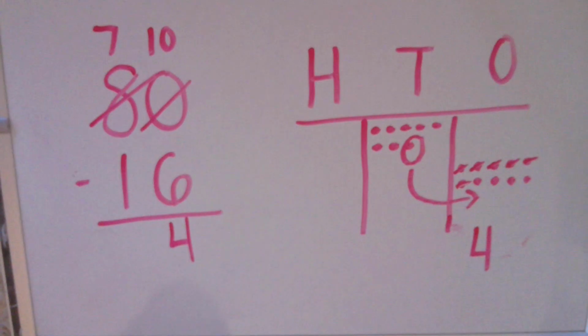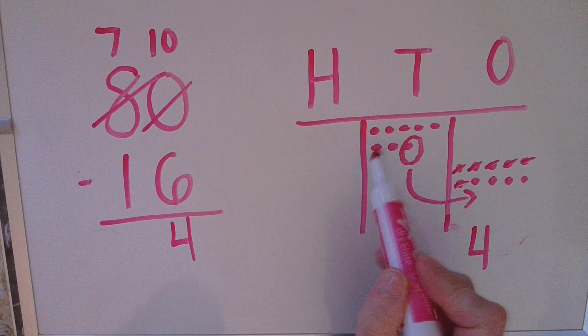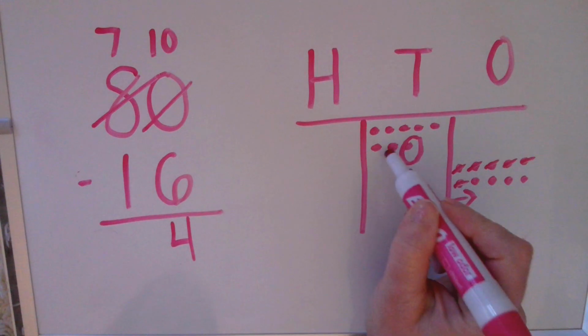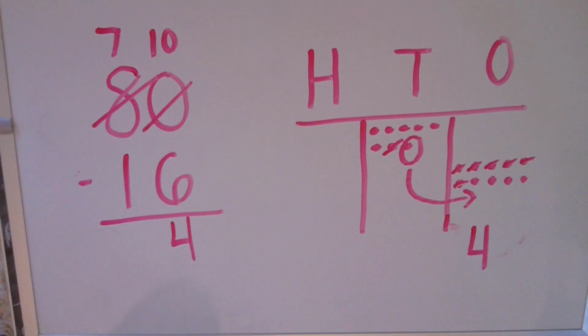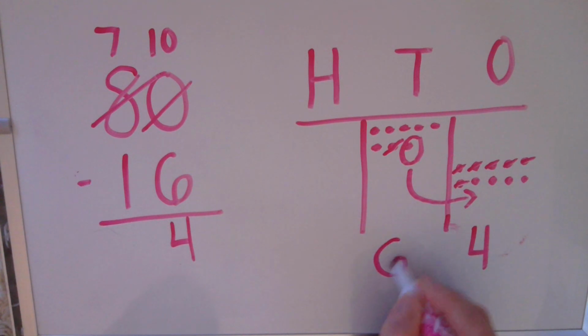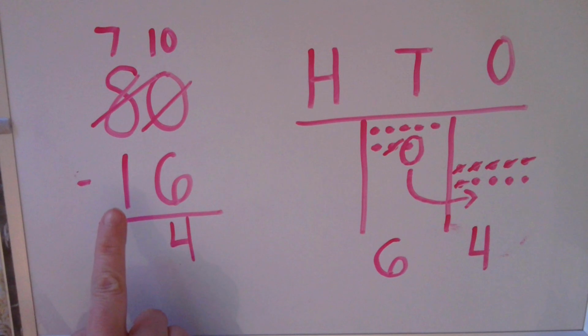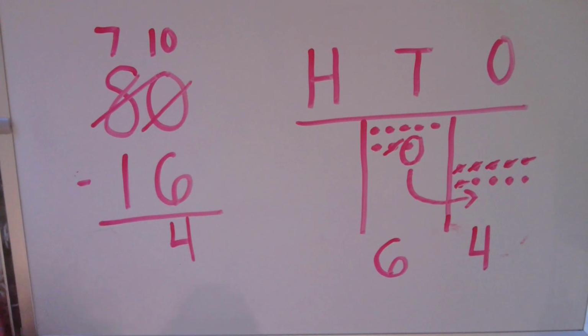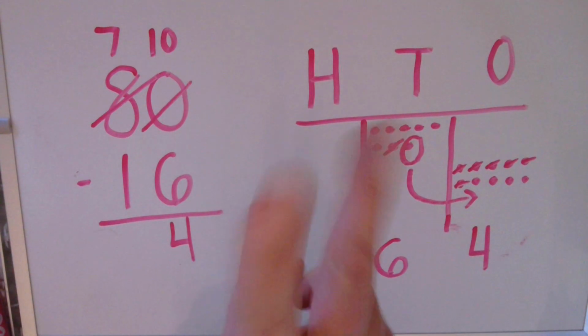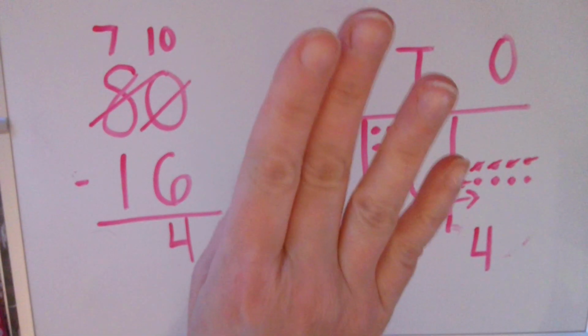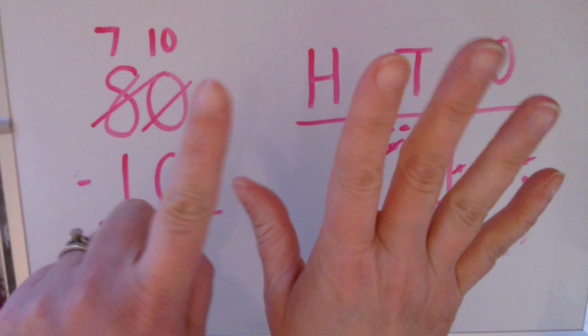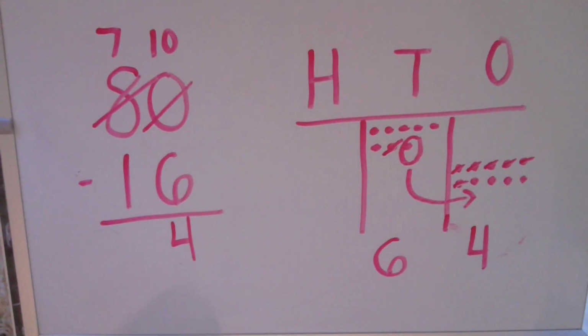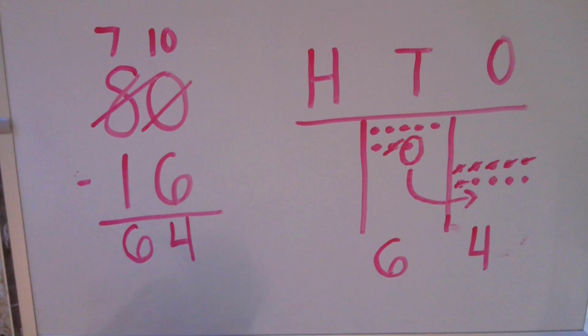Now we can subtract our tens place. We have 7 tens, and we're going to take away 1. That leaves us with 6. Now we're going to check it. We're going to put 1 in our head and count up to 7. 1, 2, 3, 4, 5, 6, 7. That is correct. That was 6 tens.